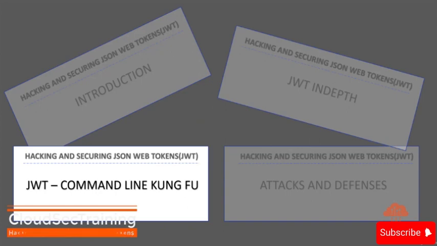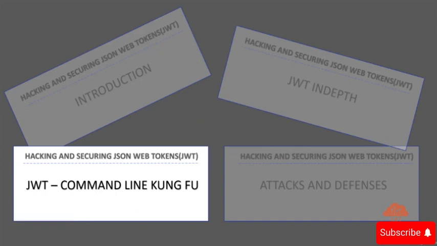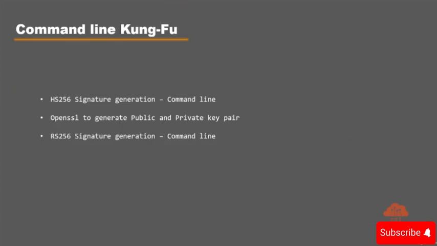Hello and welcome to the module JWT Command Line Kung Fu. This module is going to be very interesting because we are going to use some existing command line tools to actually produce HS256 and RS256 signatures. So let's get started. As I mentioned, we are going to see how to create an HS256 signature using the command line, followed by how to use OpenSSL to create public and private key pairs, and after that we will also see how to create the signature using the RS256 algorithm.